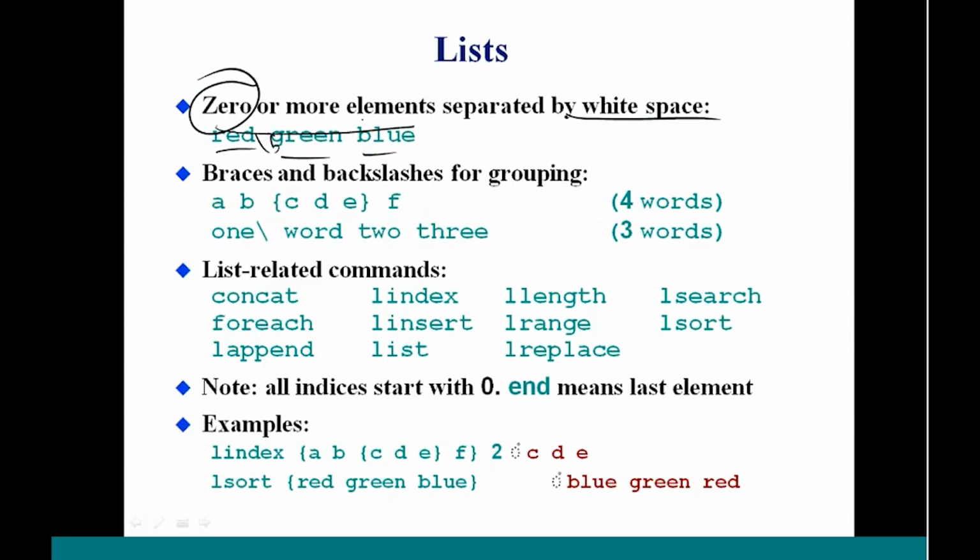The curly braces and the backslashes are for grouping. This we saw earlier. So here A, B, C, D, E, F, and the C, D, E is enclosed in the curly braces. So this is treated as just one unit. So there are actually 4 words, which are A, B, C D E, and then F.